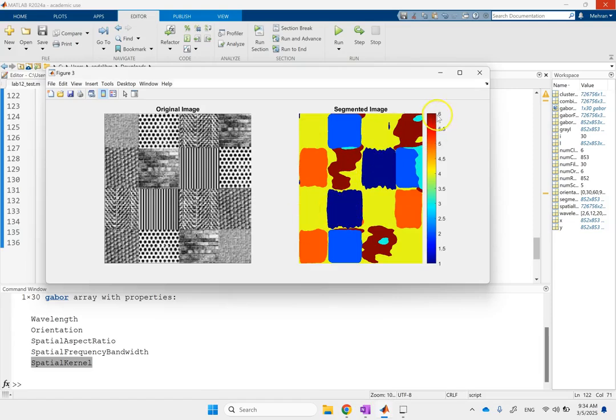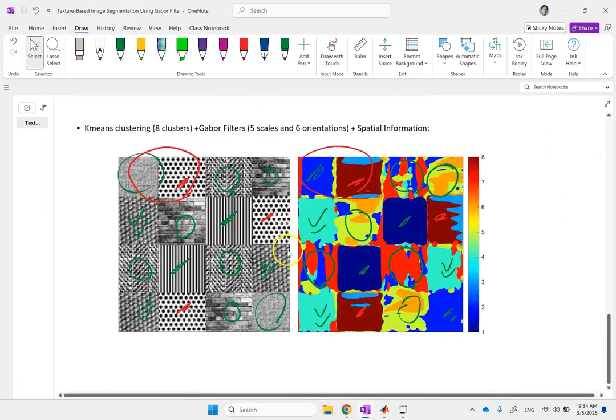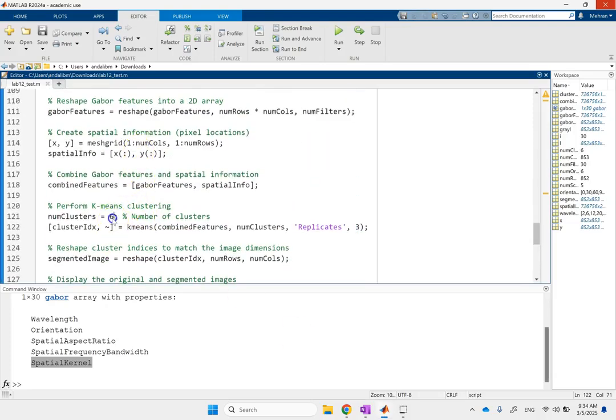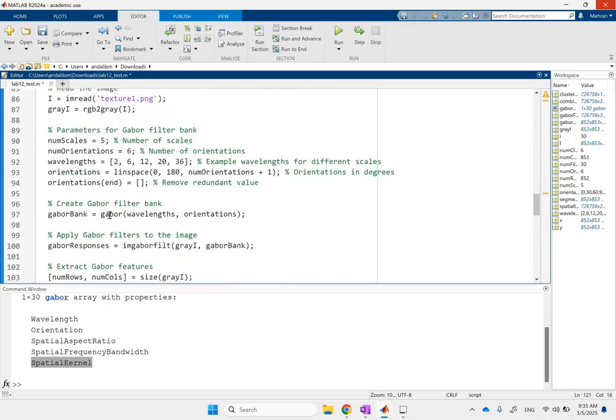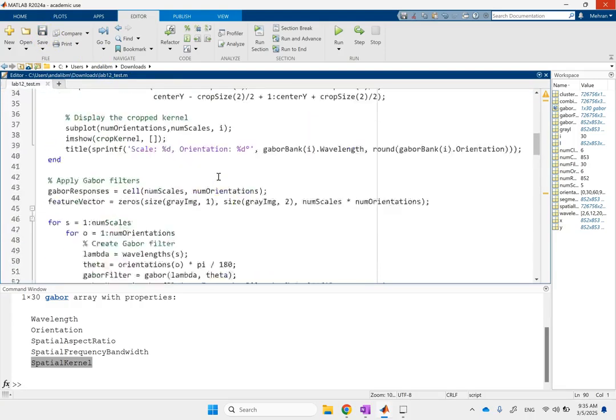Okay, and here is with 6 clusters, but here you see I did it with 8 clusters and I got better results because I used more clusters. So it forced these two guys that were next to each other to go into different clusters. So if you use more clusters, it's always better than to use less clusters. Okay, and you have to play with number of clusters, the number of scales, and the number of orientations, and then you can get different results.